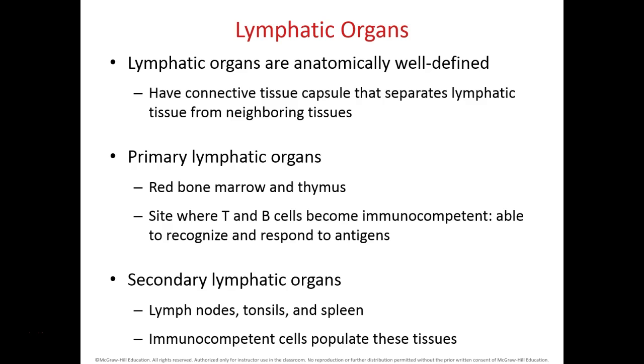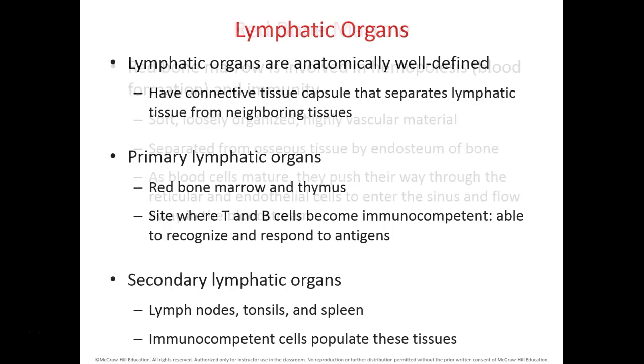So when we look at the lymphatic organs, what they actually look like, how they're made, they have a connective tissue capsule that separates the lymphatic tissue from neighboring tissue. So they have a capsule around them. And so the primary lymphatic organs are red bone marrow and the thymus, right? So where we get T cells from, thymus, T cells. And the bone marrow is where we get the B cells from. So B for bone marrow, T for thymus. And they are where these cells become what's called immunocompetent. And this means they're able to recognize and respond to different antigens or things that are presented to them.